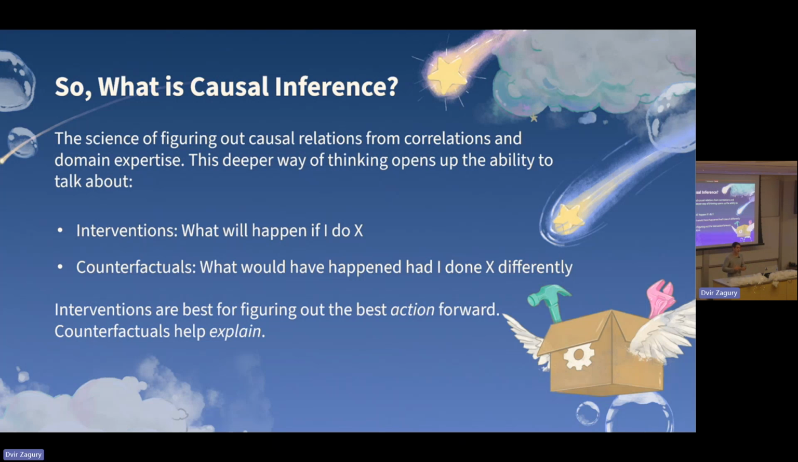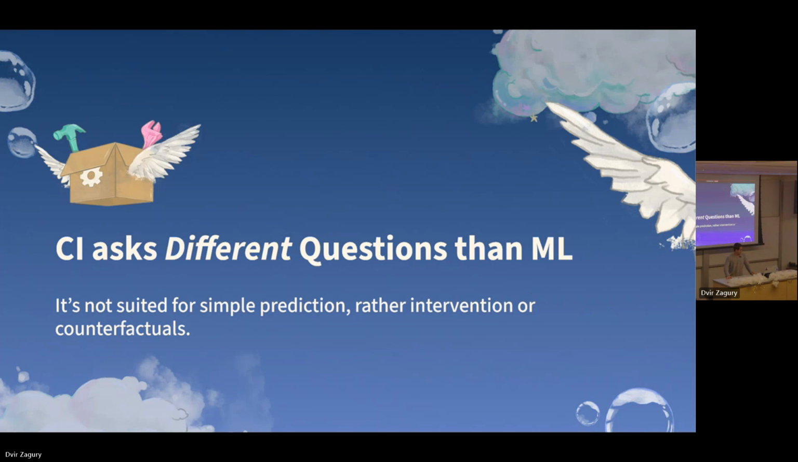For example, when you ask a why question, why did something happen? Then you're almost asking a counterfactual. What should we have changed in order to have that not happen in the scenario you were in? And so causal inference asks different types of questions from machine learning. Machine learning can be good in some cases, but the best uses of causal inference are not prediction, but rather intervention or counterfactuals. And that's an important point to make.